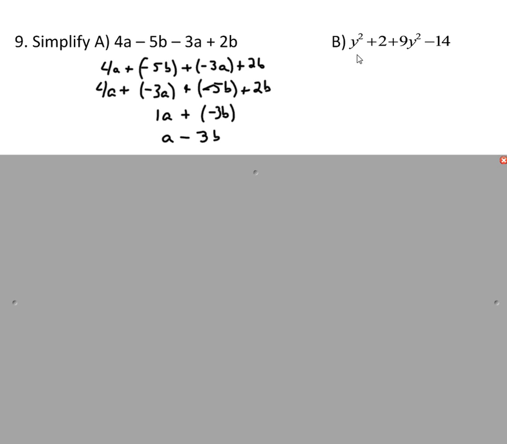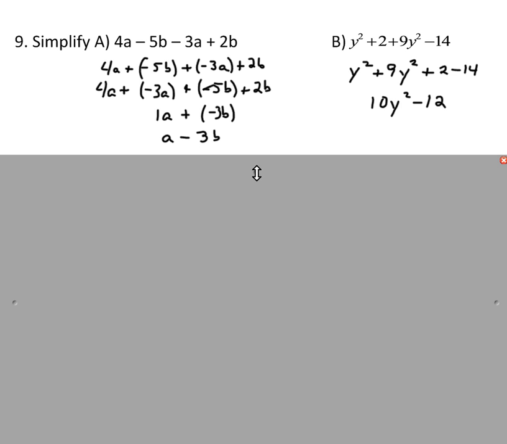Let's try it again right here. We've got y squared plus 2 plus 9y squared minus 14. Well, obviously, we're going to combine our like terms that contain y. So we've got two of them, y squared and 9y squared. We see that these variables also have matching exponents, which is a requirement for us to be able to add those like terms. So we're going to add y squared plus 9y squared. That's going to give us 10y squared. Then we're going to add 2 and negative 14. Well, 2 minus 14 is the same thing as saying minus 12. So this is our simplified expression.